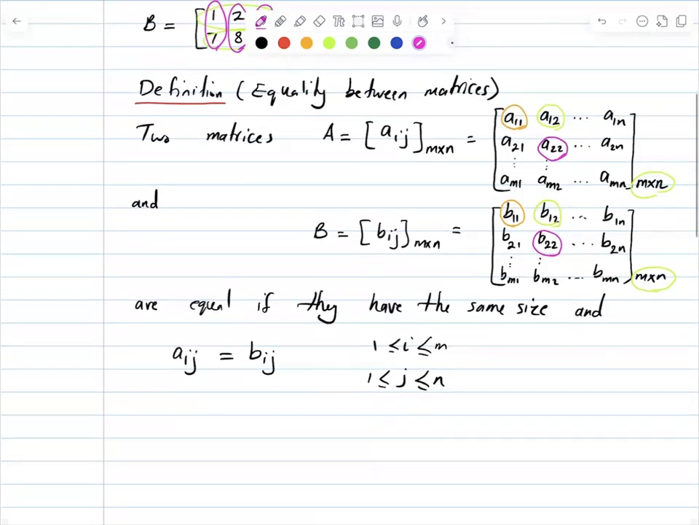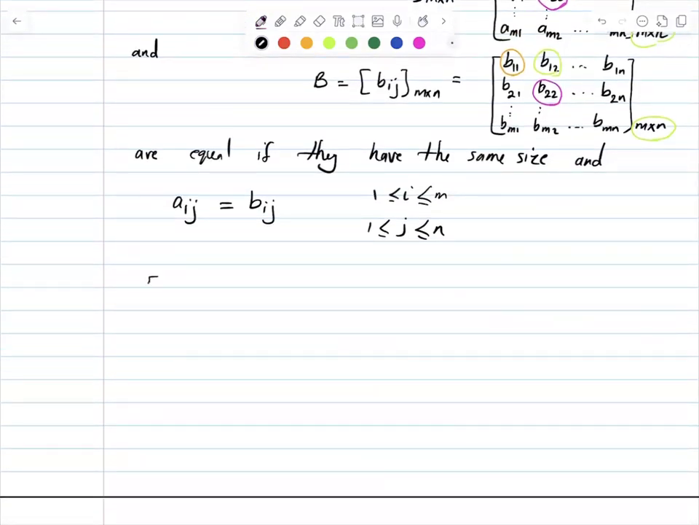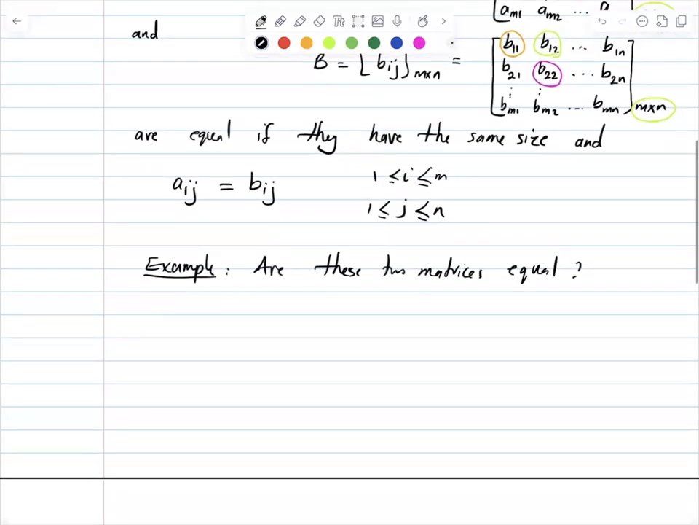Just one question. Example. Are these two matrices equal? So consider these two matrices. I have a matrix with -1, 2, 0, 1. I'm going to add two more entries here, 0 and 0. And then another matrix is like this: -1, 2, 0, then 0, 1, and 0.